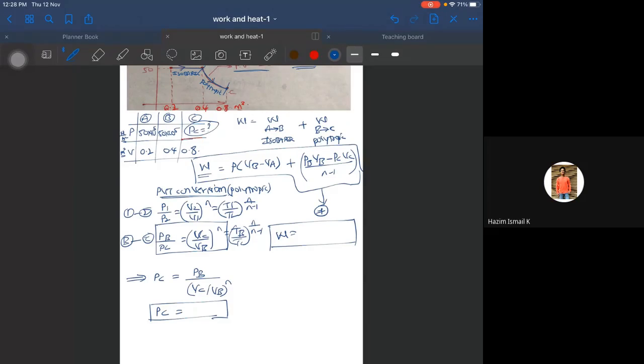Sir, I got 20.3 into 10 power 5. 20.3 into 10 power 5 is the exact value, man. Very good. So PC value is 20.3 into 10 to the power 5.